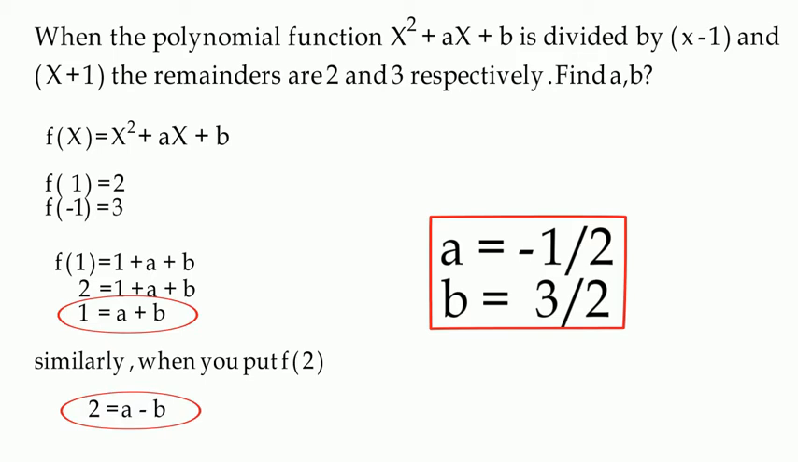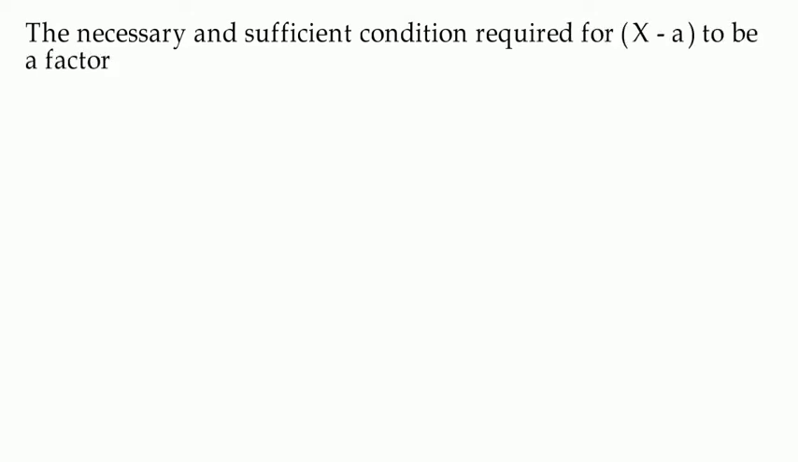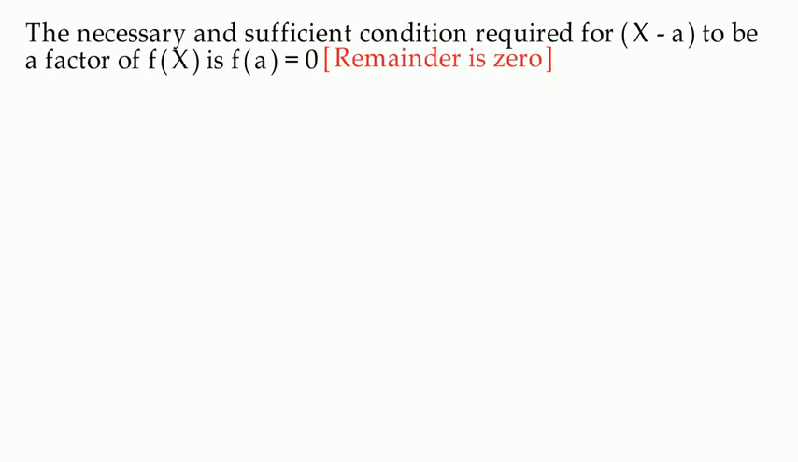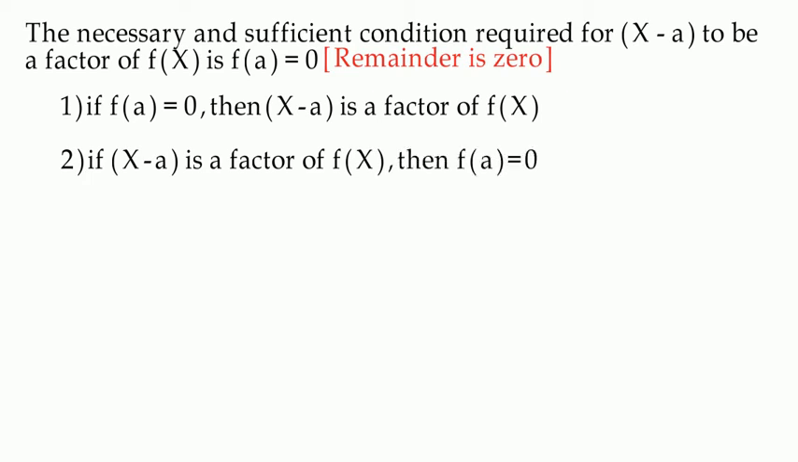Let us now see what factor theorem is all about. It says the necessary and sufficient condition required for x minus a to be a factor of f(x) is f(a) equals 0. In other words, the remainder is 0. Simply, the theorem says if f(a) equals 0, then x minus a is a factor of f(x). The converse of the theorem is if x minus a is a factor of f(x), then f(a) equals 0.